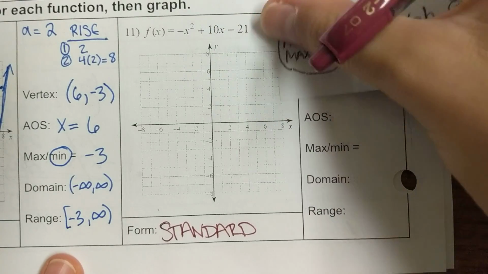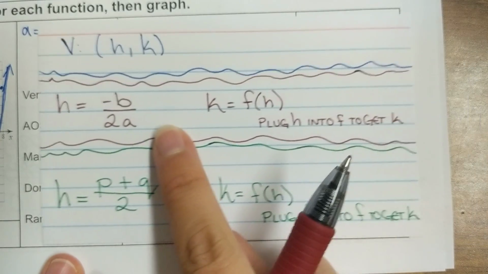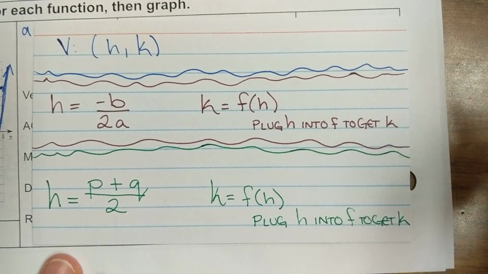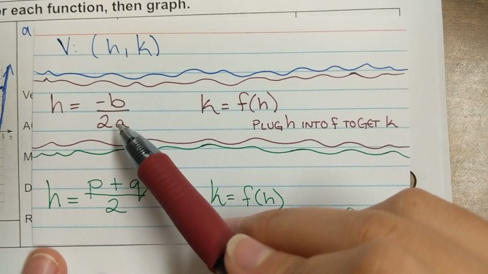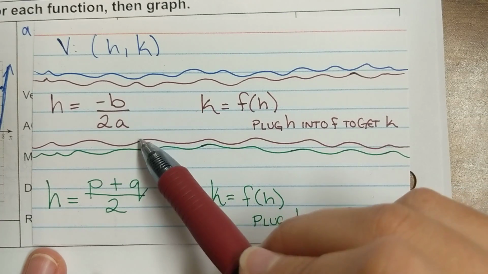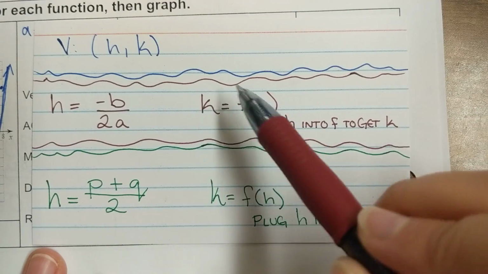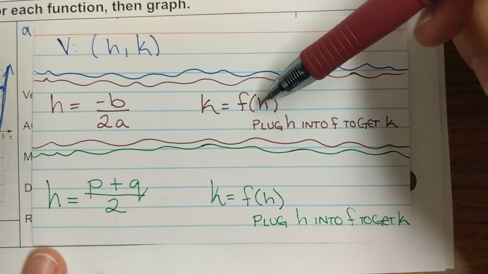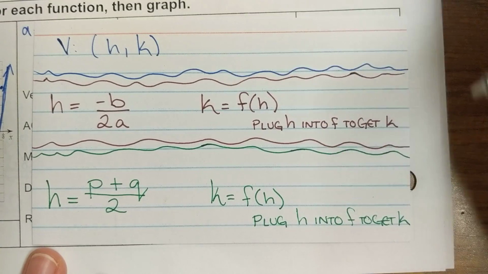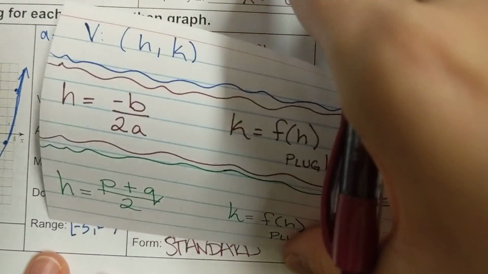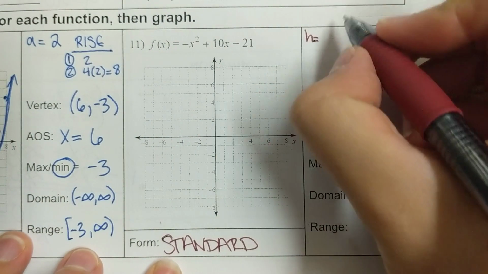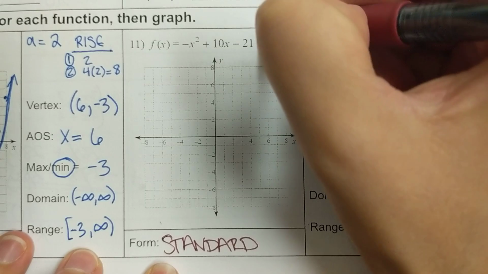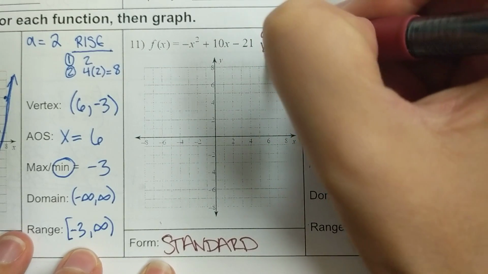For standard form, the vertex is not given straight out like in vertex form. To find h, the x part of the vertex, you will do negative b over 2a, and then to find k, the y part of the vertex, just plug h into the function, and you'll get out k. So negative b over 2a is h. Sorry, I'm going to label a and b over here.